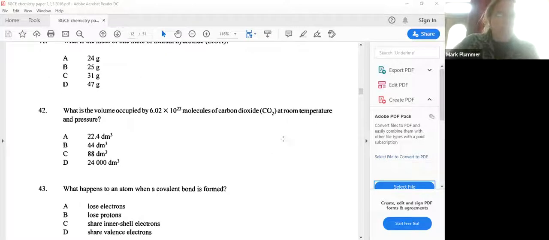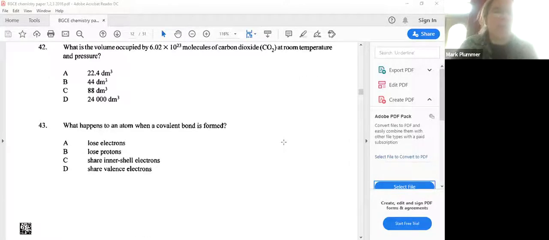Okay. Number 43, a bonding question. What happens to an atom when a covalent bond is formed? Okay, so where does the bonding happen in chemical bonding? It's got nothing to do with protons, and it's got nothing to do with inner shell electrons. So you get rid of B and C straight away. And some bonding elements do lose electrons, but this question is asking you about covalent bonding and where that happens and what happens. So the answer to number 43 is D. They share their valence electrons.